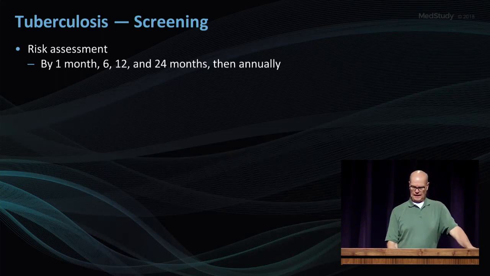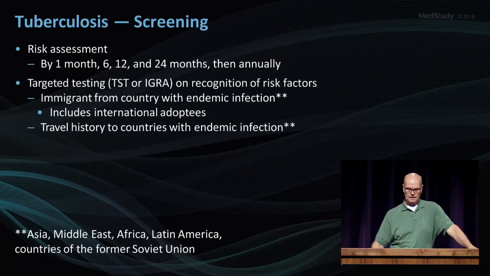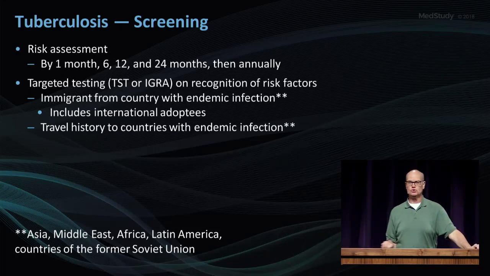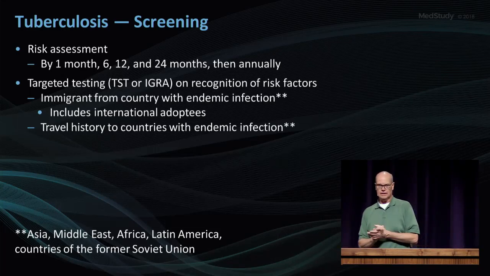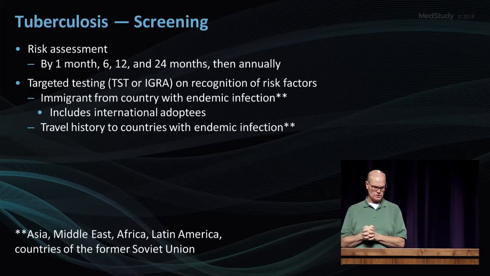Tuberculin screening, who should we assess? 1 month, 6, 12, and 24 months, and then annually. Again, assessment. Targeted based on recognition of risk factors. What are those risk factors? Who should you, on your boards, answer yes to evaluating for tuberculosis?